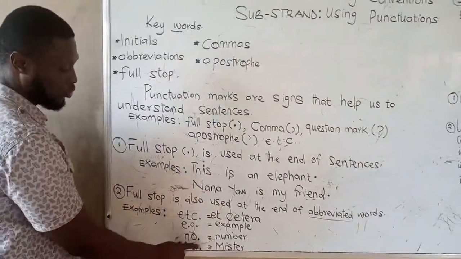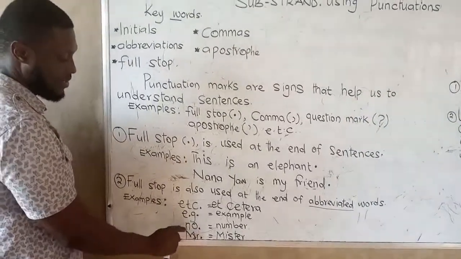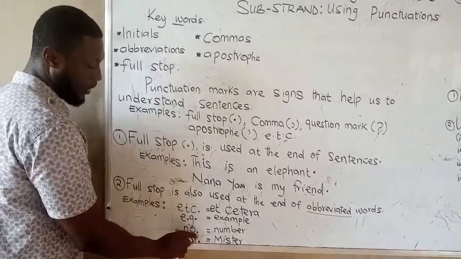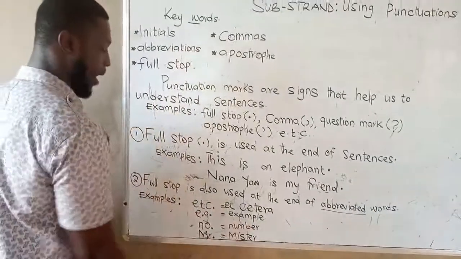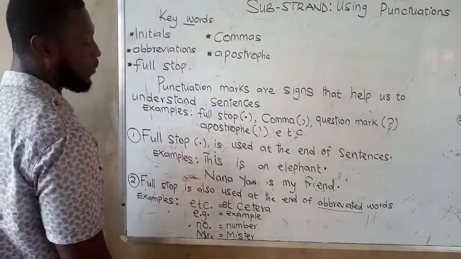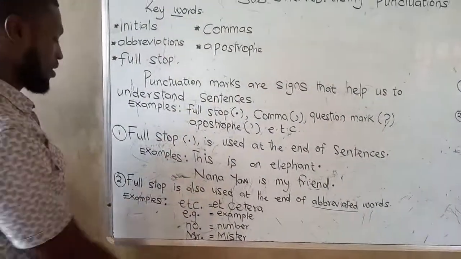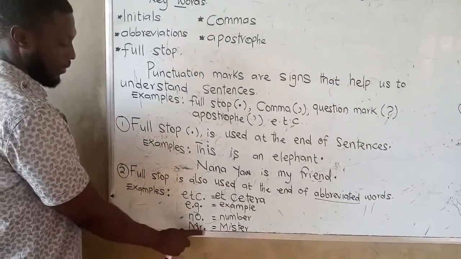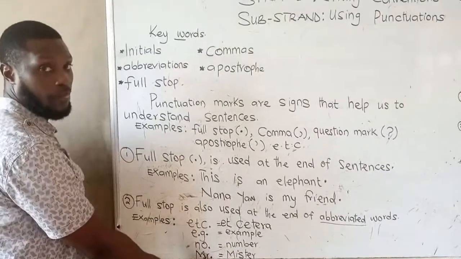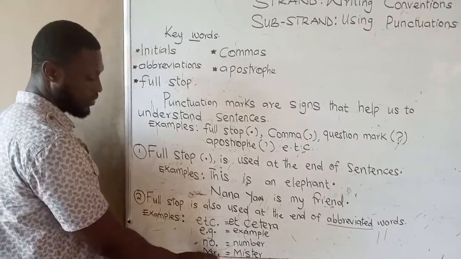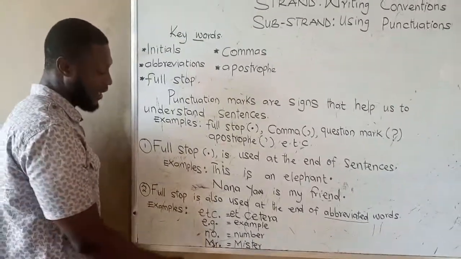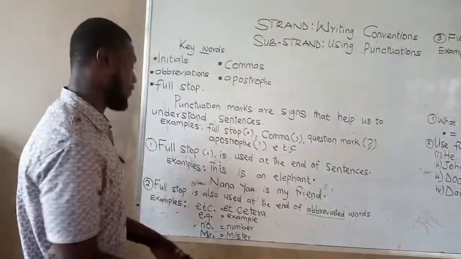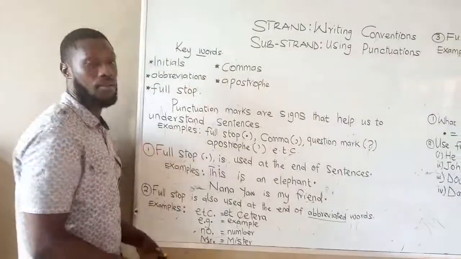Then No. with a full stop here. So whenever you see N and O with a full stop here, it means number. So this is an abbreviated form of number. Then we have Mr. with a full stop here. And that is an abbreviated form of Mister.